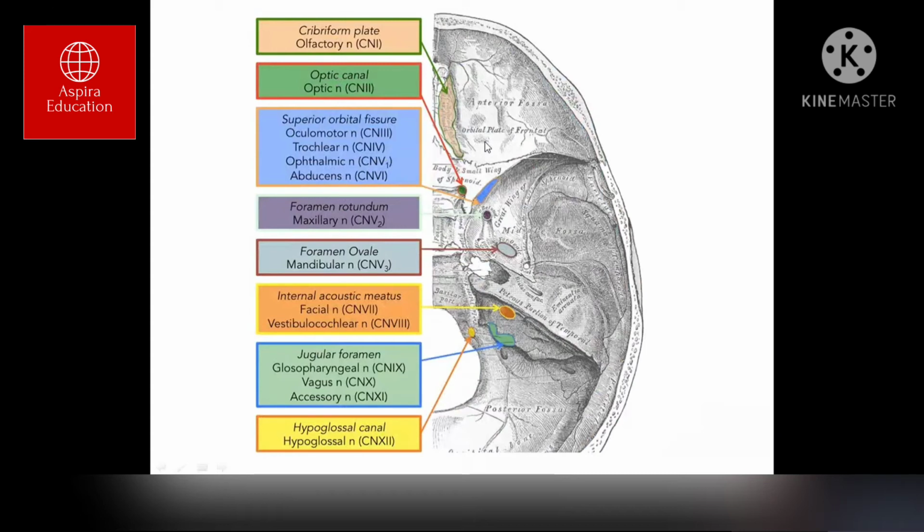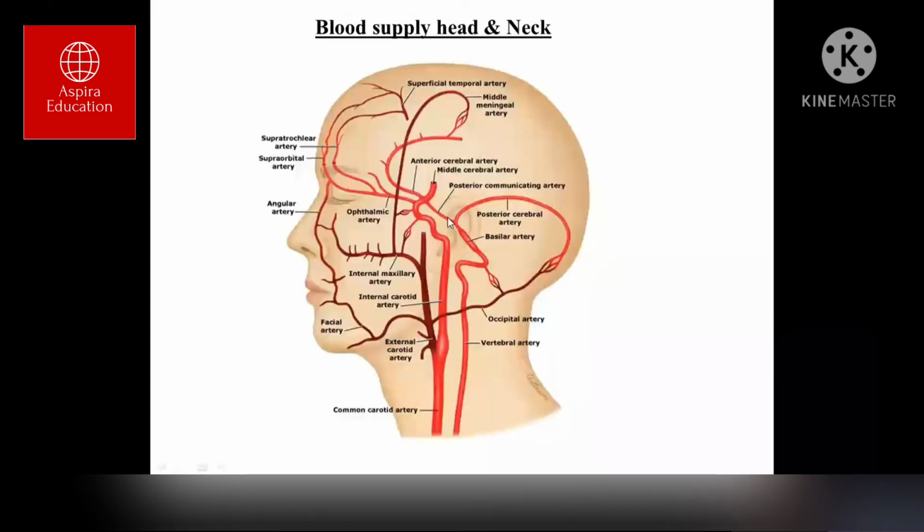The internal carotid artery subsequently continues as the middle cerebral artery, and it forms an anastomosis with the vertebral artery, what is called the posterior communicating artery. So this is the circle of Willis, which I'll be discussing in a subsequent slide. So look at the external carotid artery. The external carotid artery has many branches, which are the predominant blood supply to the face.